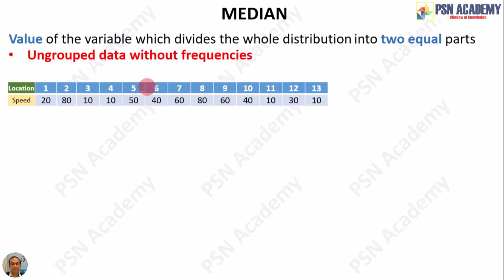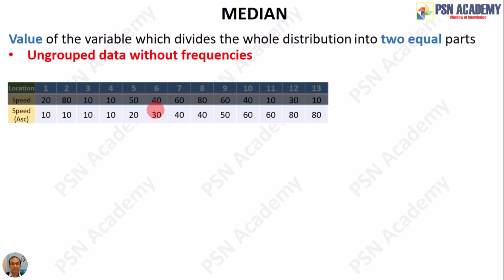Here is our previous dataset, and we have 13 locations, and the speed of the car was like this. Now before finding the median of your dataset, one thing you have to do is rearrange the dataset on which you are trying to find the median. Median works in both ascending and descending order. In this example, we have the dataset in ascending order.